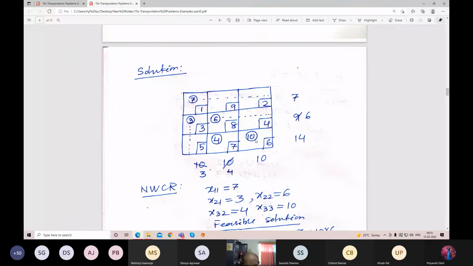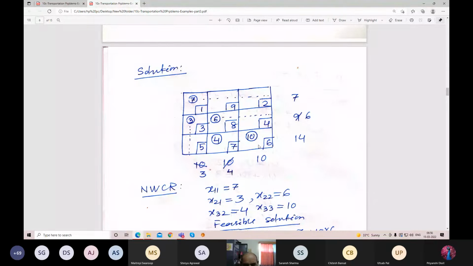Now here is a question to you: how many allocations are there? In the first row, cell 1 1. In the second row, 2 cells are allocated, that is cell 2 1 and cell 2 2. In the third row we have 2 cells, cell 3 2 and 3 3. Altogether we have 1 plus 2 plus 2, 5 allocations. Altogether there are 5 allocations.